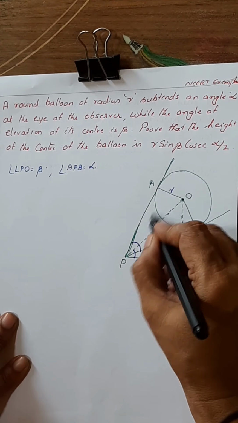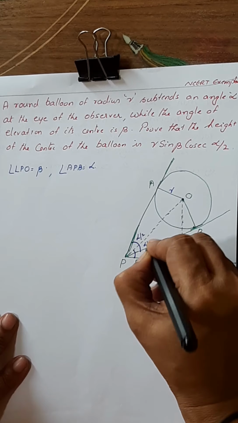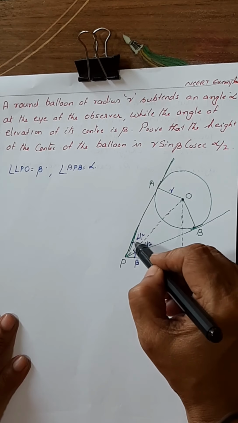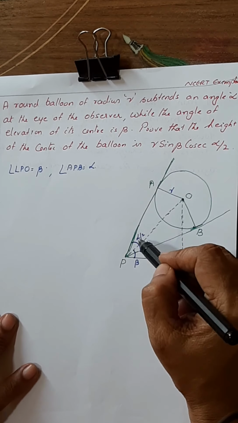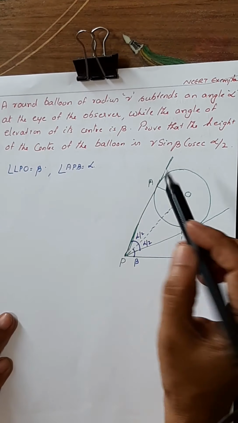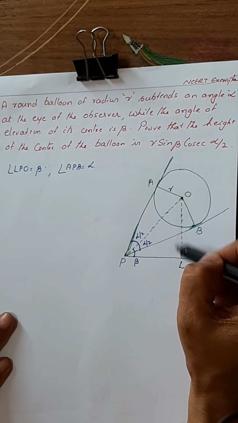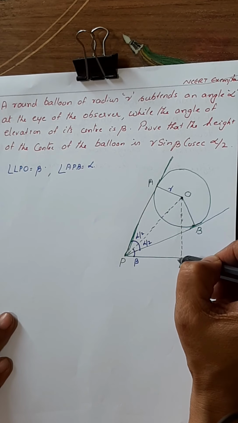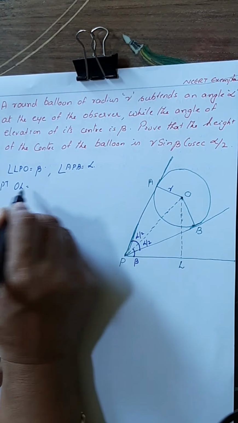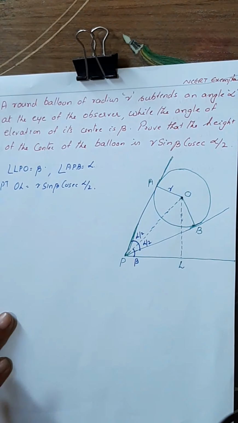So we know that then this will be alpha by 2 and this will be alpha by 2. You already proved all this in the chapter circles, because these are tangents, and then you can prove these two triangles are congruent, and therefore these two angles are equal. Now we have to prove the height of the center of the balloon is r sine beta cosecant alpha by 2. Now we have to prove OL from the center to this is the height of the balloon. So you have to prove that OL is equal to r sine beta cosecant alpha by 2.